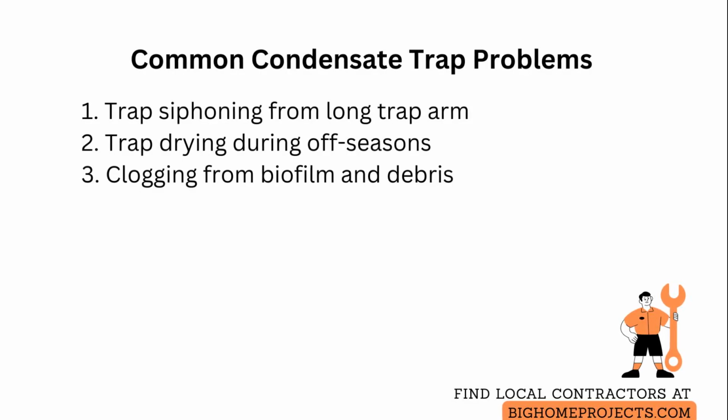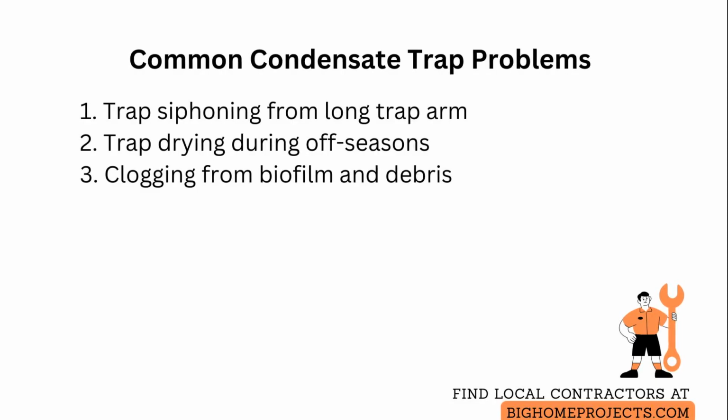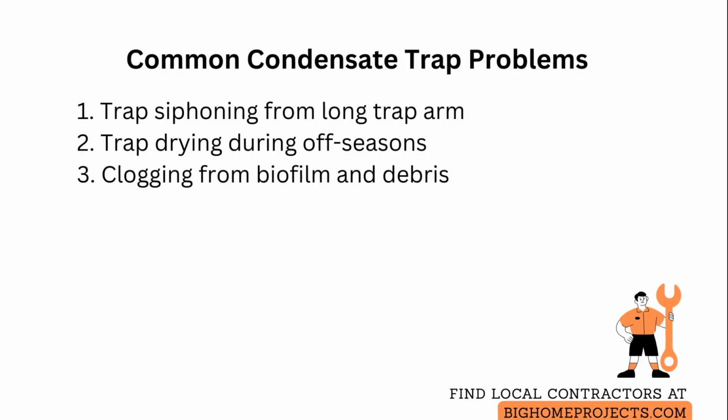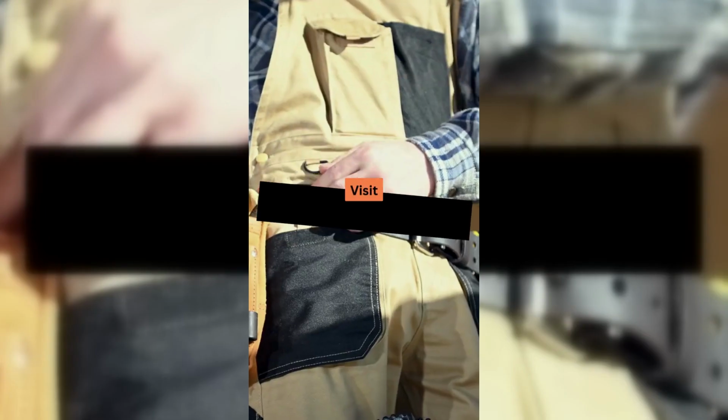Clogging from biofilm and debris can cause overflow or reduced condensate removal. Solution: clean the drain pan and trap with an appropriate disinfectant. Use an access cleanout and consider a trap in line with a removable cleanout fitting.